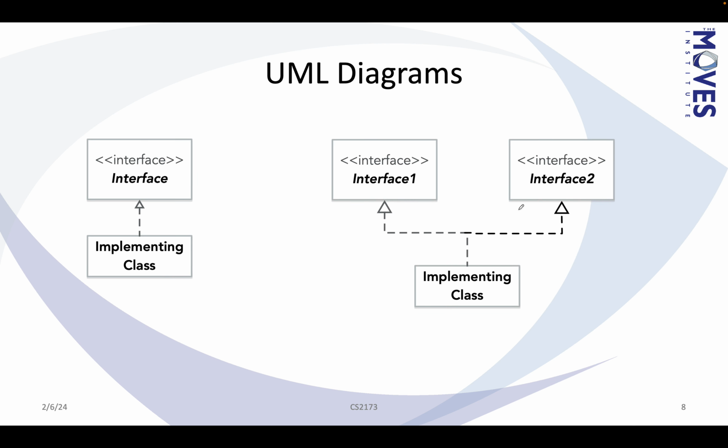The UML diagrams typically look like this. Ideally, you specify that something is an interface. Because it's abstract, it's usually put in italics. The implementing class has the same little arrowhead as subclassing, except that you use a dashed line. And if I have two interfaces, I can have an implementing class that implements both of them.